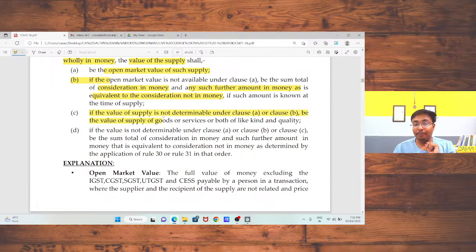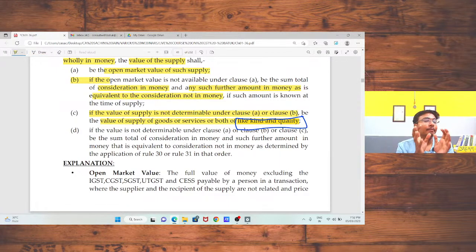If the value of supply is not determined under clause A or B, that is open market value or monetary value, I am not able to decide the value from that particular point. In that case, the value of supply of such other like quantity or quality. Here the most important part is like kind and quantity. Government has used the words like kind and like quantity. That means quantity should be the same, quality should also be the same.